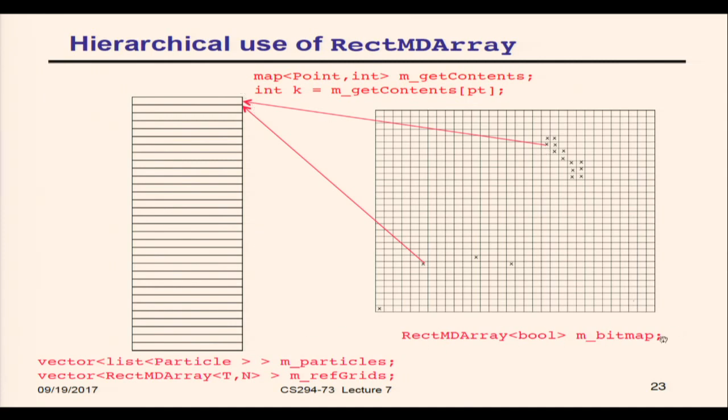That's my rectMD array of Booleans. It's just, do I have something there or not? It's encoding more information than that, because the index tells me where I am in space. I can figure out from the value of the point where I am in physical space. And I can also figure out who my neighbors are, what things are close to me.